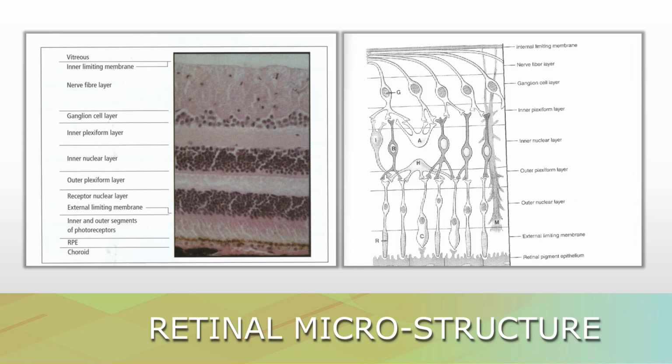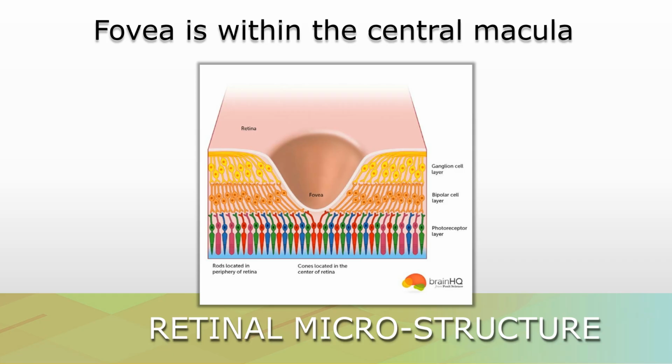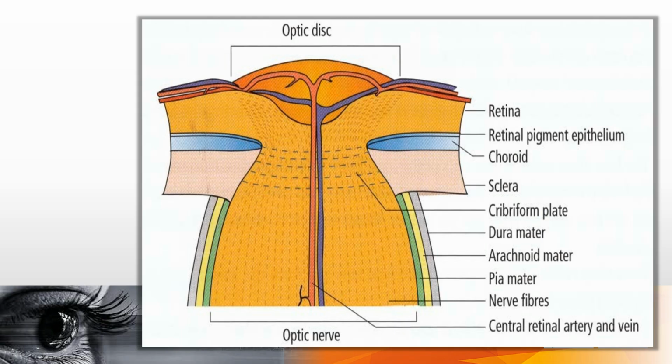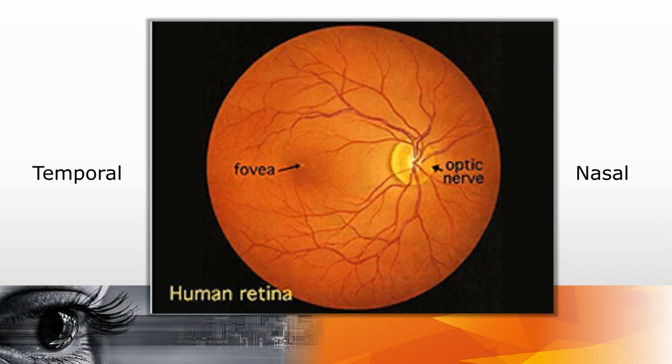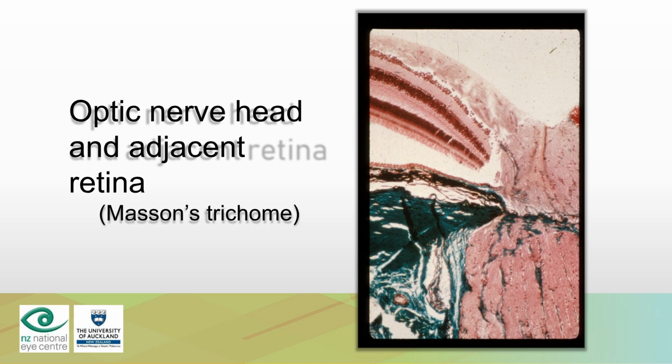This image shows the retinal microstructure. Here is another view of the retinal microstructure. The fovea, which is central to the macula, is highlighted in this retinal microstructure image. This image shows a cross-section of the retina. The image is labeled with temporal and nasal regions. This slide illustrates a superior retinal detachment. This is a microscopic view of the optic nerve head and adjacent retina, stained with Masson's trichrome.